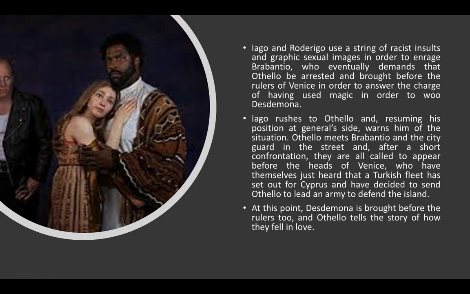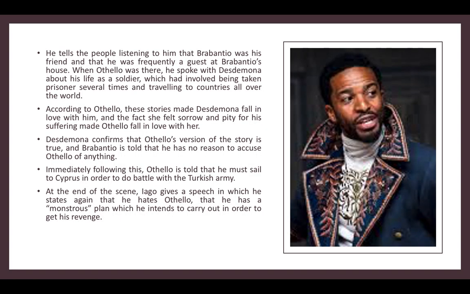And after meeting Othello in the street, both he and Brabantio are called before the heads of Venice, and Othello tells his story about how he and Desdemona came to be in love. And we'll look at this passage now.